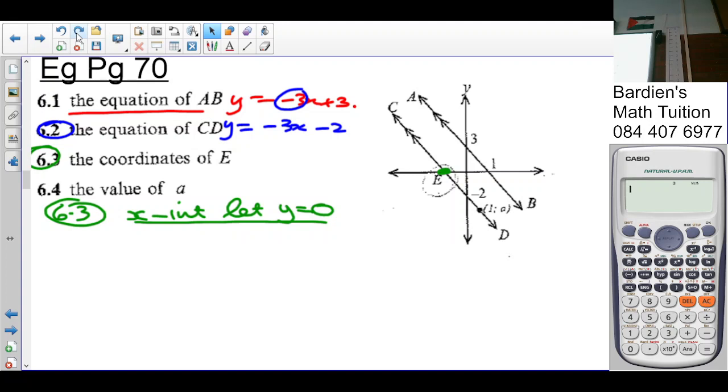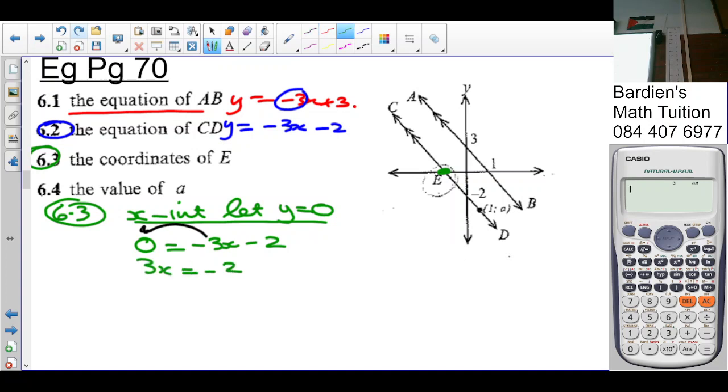So what do we have? 0 equals negative 3x minus 2. You take the negative 3x over the equal sign, not so? So it becomes 3x is equal to negative 2. Then what? Divide by 3. It cancels. So x is equal to negative 2 over 3. Have we answered the question? No. What's the question? The coordinates of E. In coordinate form we always write x then y, not so?